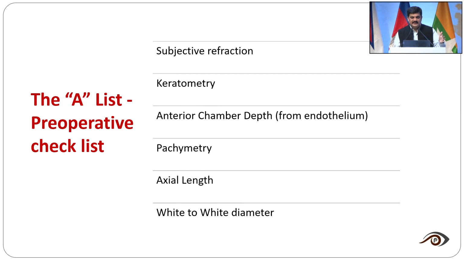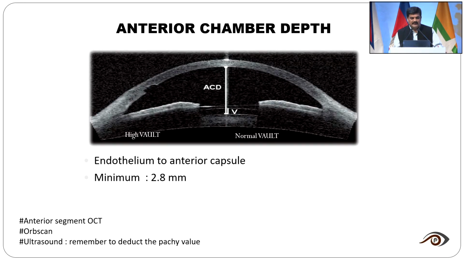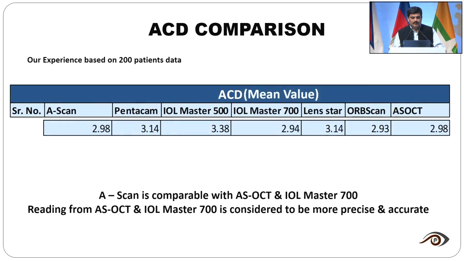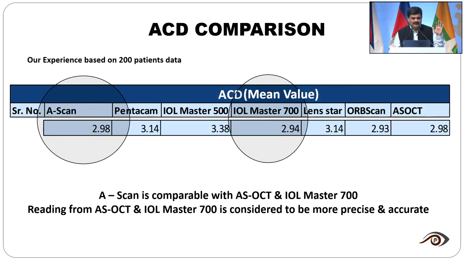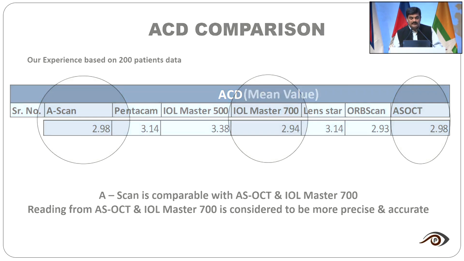So these are the advantages. Our previous speakers have already talked about how to measure ACD, but there is one point I wanted to tell. We did one comparison. The most accurate ACD will come either from A-scan or IOL Master 700, or best, ASOCT. A-scan is comparable with ASOCT and IOL Master 700, but I always do it with the ASOCT or with the A-scan.